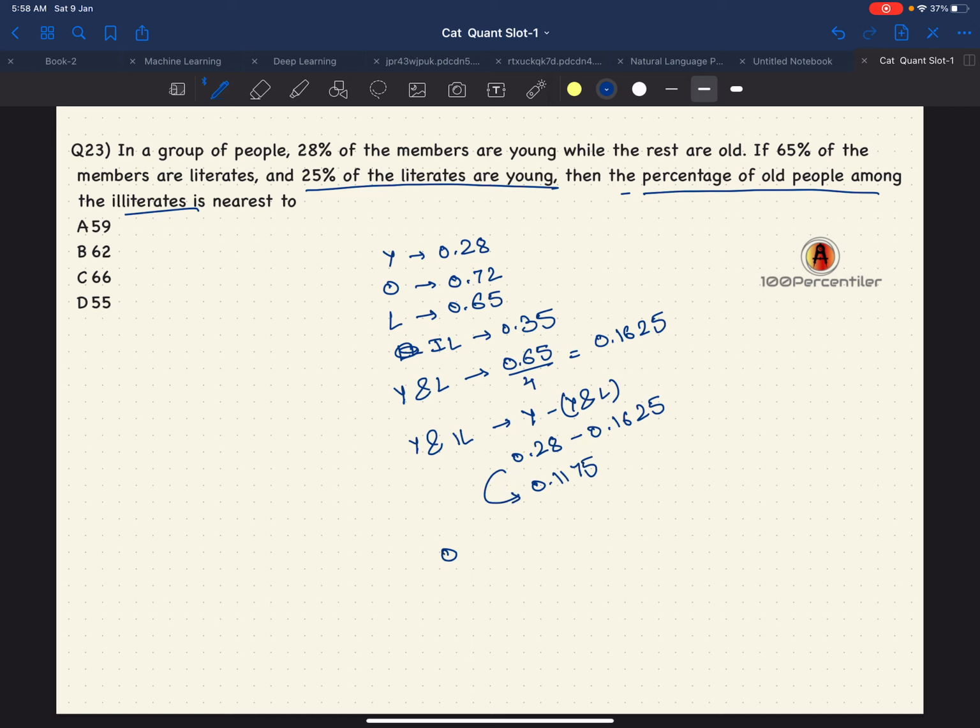And now we know old and illiterates will be nothing but total illiterates minus young and illiterates. Now illiterates total is 0.35 minus 0.1175. So this will come out to be 0.2325. The percentage of old people among the illiterates, so what we have to find here is old and illiterate divided by illiterate, which is 0.2325 divided by 0.35.